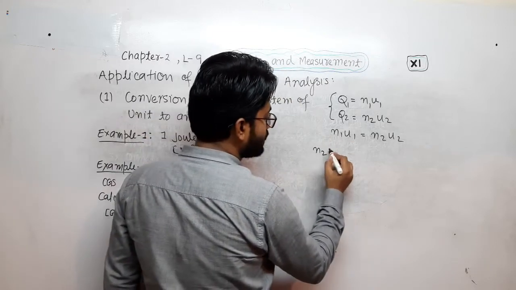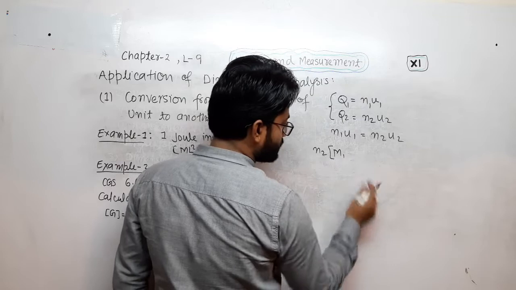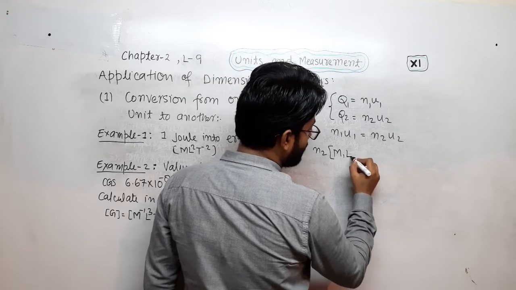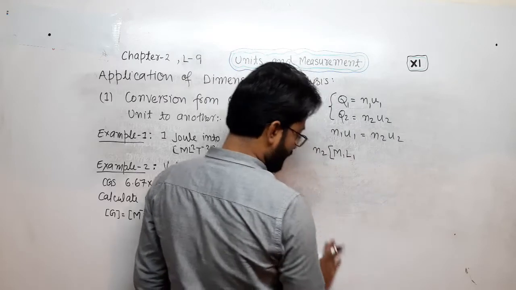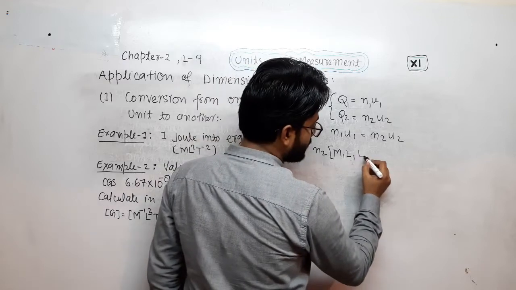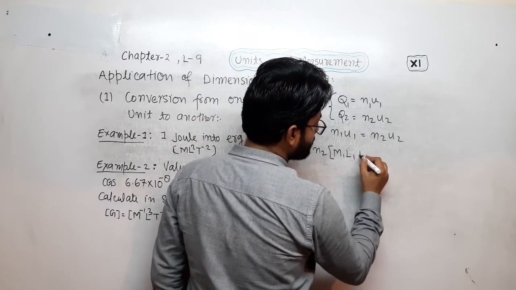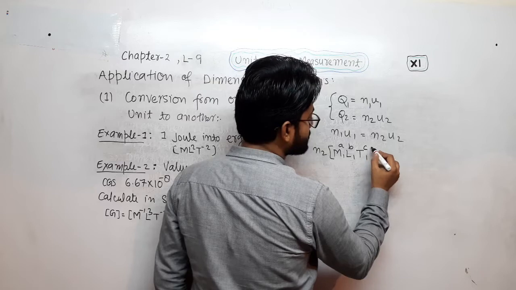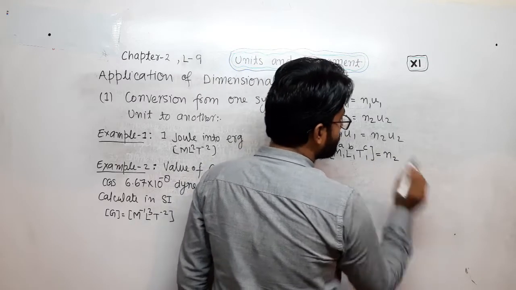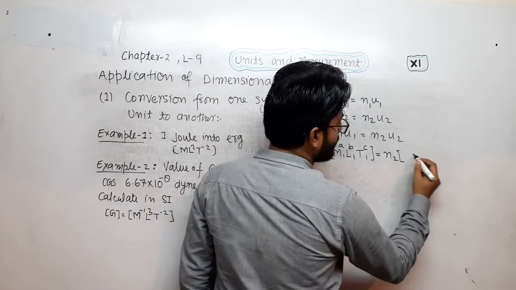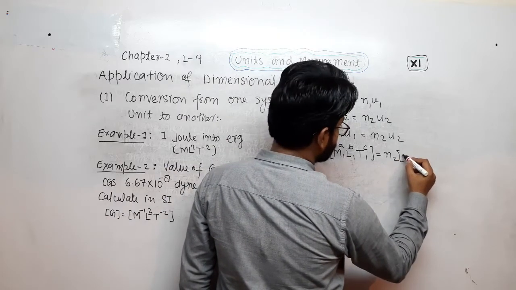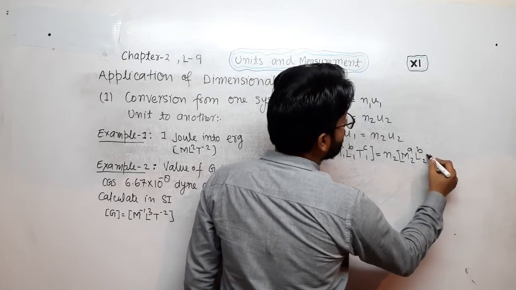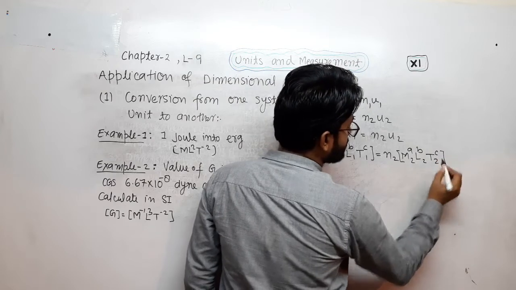In place of U1 you can write M1 L1 T1, that is, M1 to the power A, L1 to the power B, T1 to the power C, is equal to N2 times M2 to the power A, L2 to the power B and T2 to the power C.